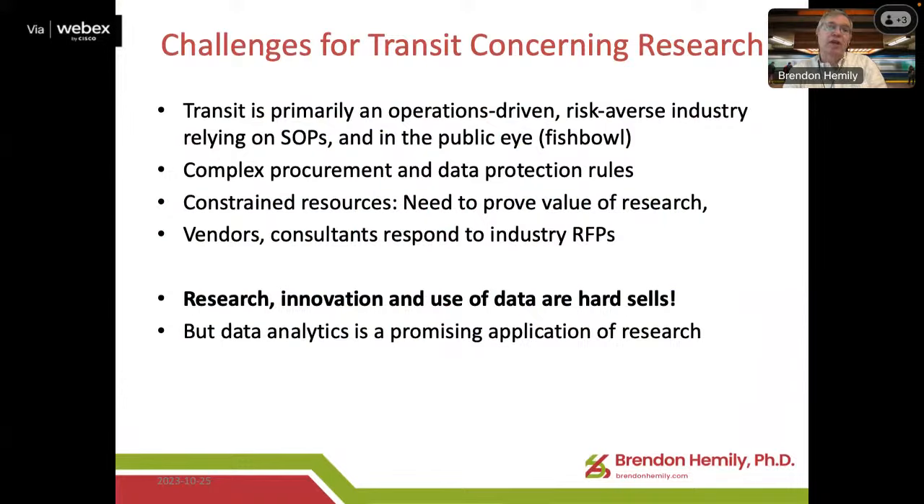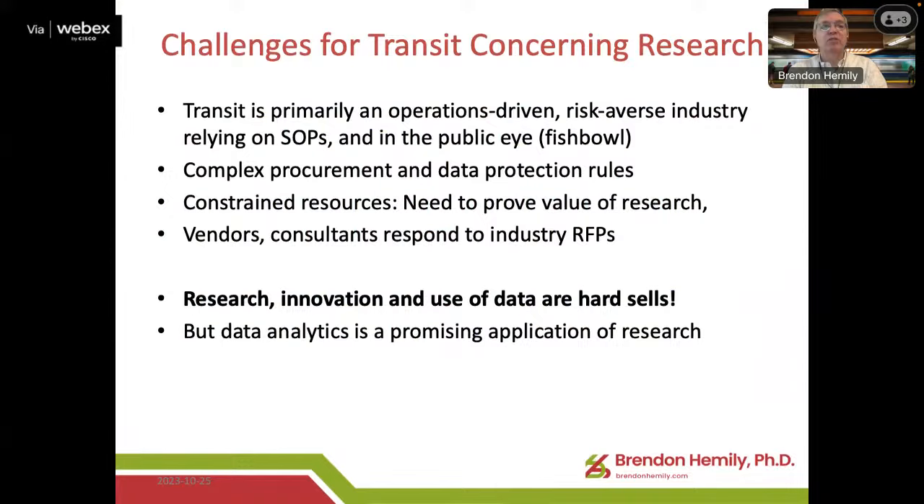In addition, they have complex procurement and data protection rules in order to protect public accountability and transparency, but they are a hindrance to taking risks. Innovation, research involves taking risks. Resources are constrained, so there's a need to prove the value of research. And vendors and consultants who do innovation and research really only respond to industry RFPs. So if the industry is not asking for that, they're not going to be searching to provide it. The research, innovation, and use of data are hard sells.